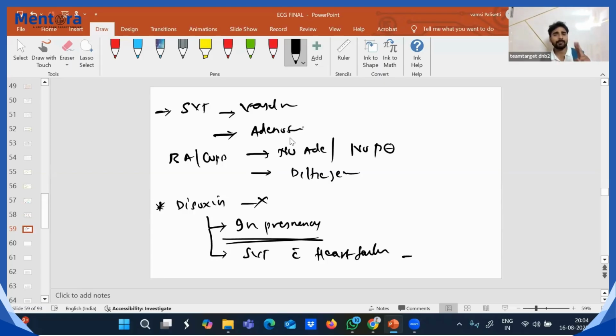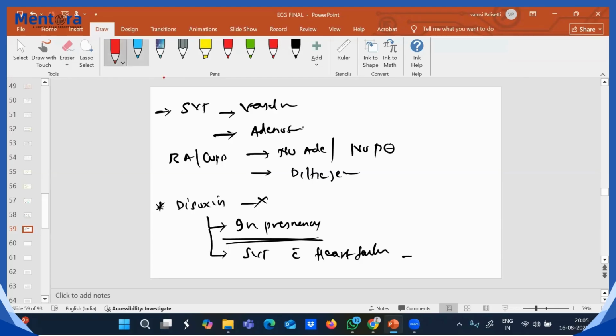Right? Simple things. If any patient has SVT, if she is pregnant, you are giving digoxin. If he is in heart failure, you will give digoxin. Otherwise, there is no indication of digoxin. Bronchial asthma, COPD, you are not giving adenosine or beta blockers. You are giving calcium channel blockers. Right? Clear? Simple.